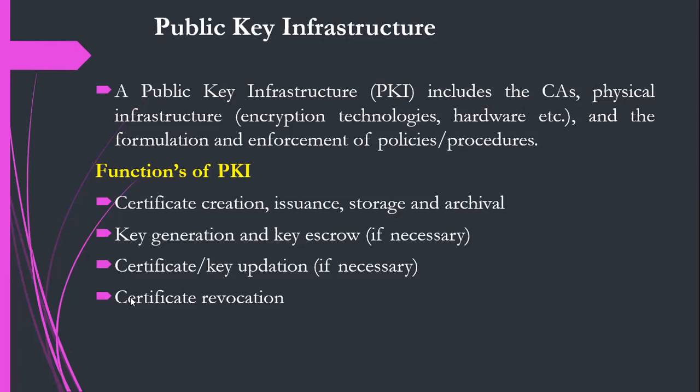So following are the functions of public key infrastructure. One is the certificate creation. Of course, just now we have looked at how the certificate authority will create a particular certificate, and we have looked at the X509 structure also. The issuance, meaning how it is going to give the certificate, the storage and archival. So the definition itself we have seen. It is going to create, distribute, store, and even archive the particular certificate.